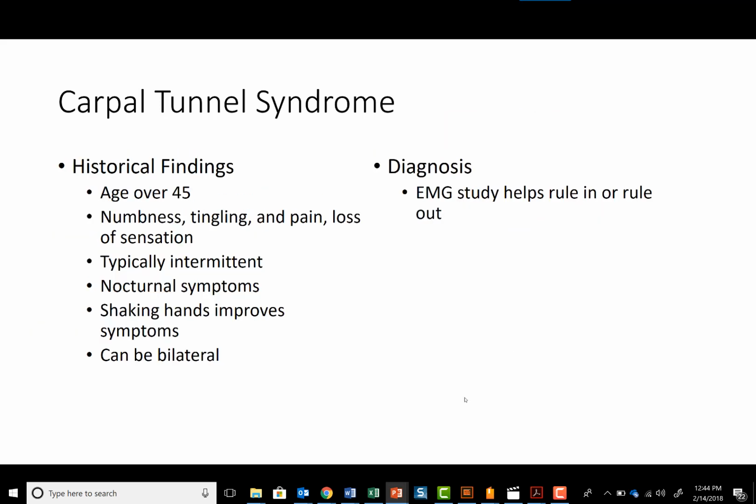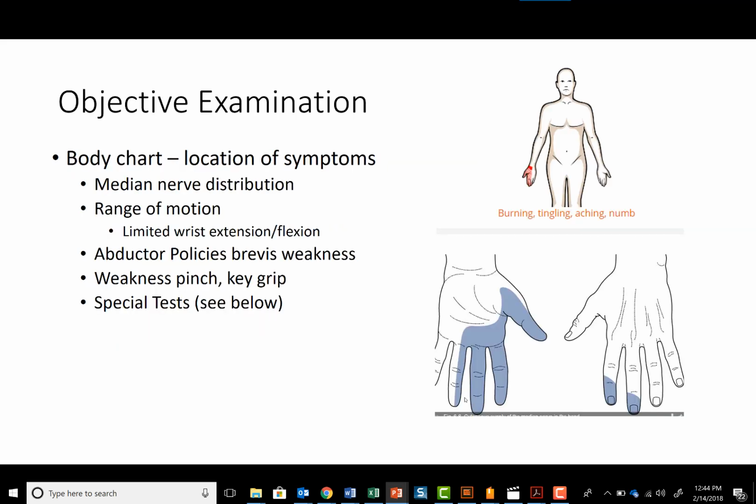So typically, you're going to find this in people that are over 45. They're going to complain of numbness and tingling in the past. Typically, it's going to be intermittent, not all the time. Nocturnal symptoms, they wake up at night with it. Shaking of the hands improves the symptoms. It can be bilateral. Usually they diagnose this through an EMG study. That's typically how they find out about it. But it can pretty much be diagnosed clinically as well. The EMG is just going to really confirm what you're already thinking.